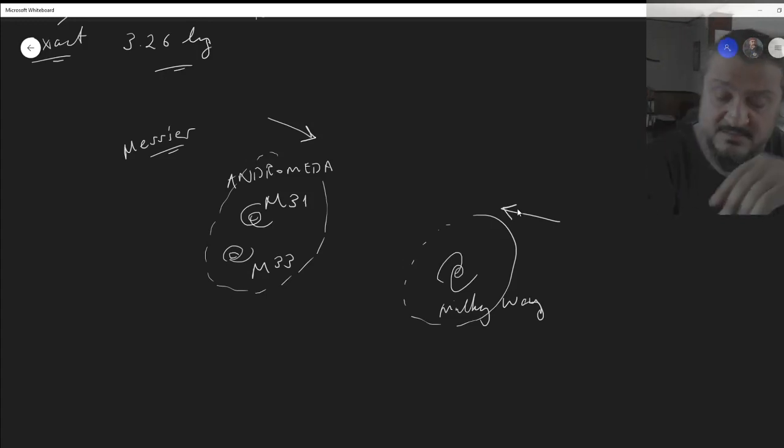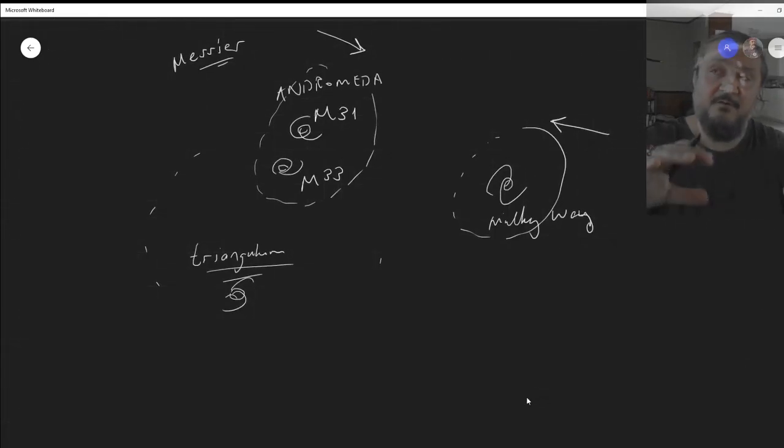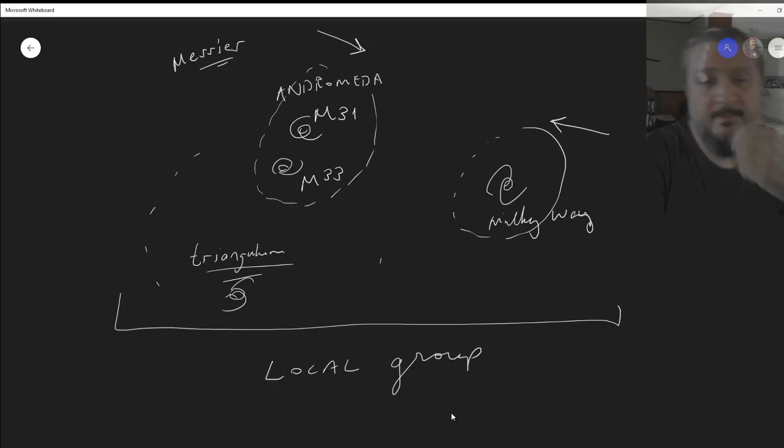And there's another large group over here called the Triangulum. Triangulum, I think I spelled it incorrectly, but I think that's also a spiral galaxy. And there are other galaxies, but smaller, okay? So this whole thing is farther from other galaxies. So these are lumped together, if you will. That's why we call this the Local Group.